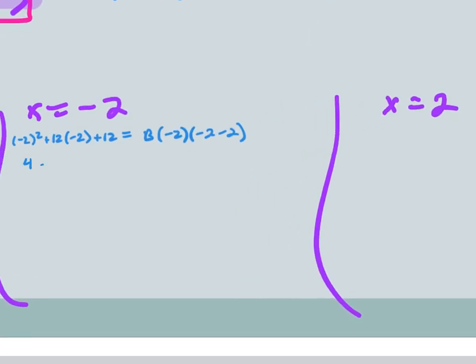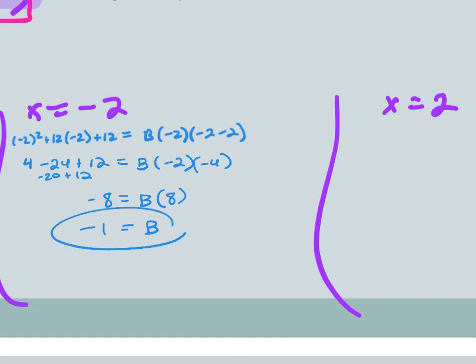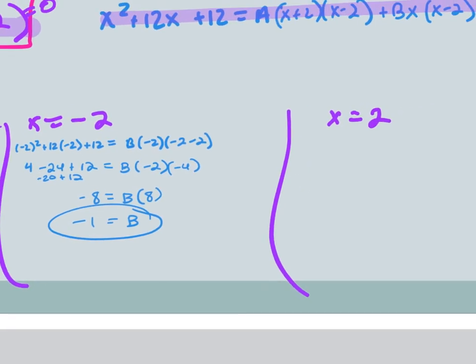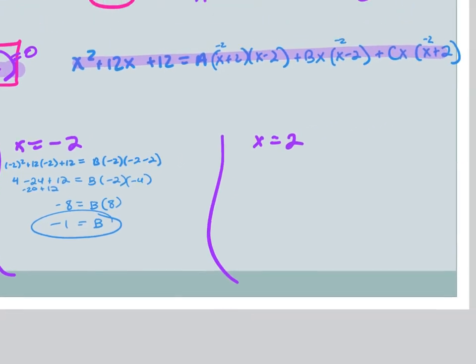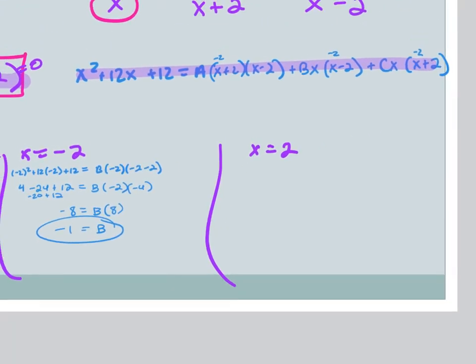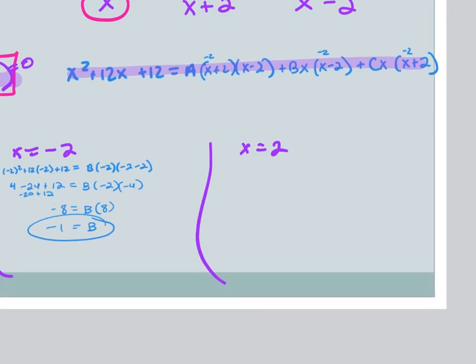So 4 minus 24 plus 12 equals B, -2 times -4. This would be -20 plus 12, -8. B times 8, and B is -1. Then I repeat it with the 2.